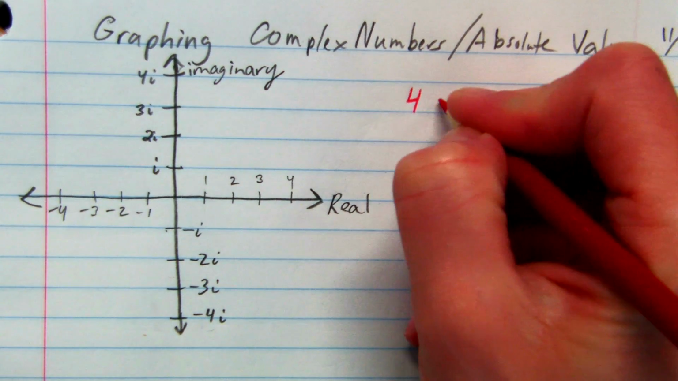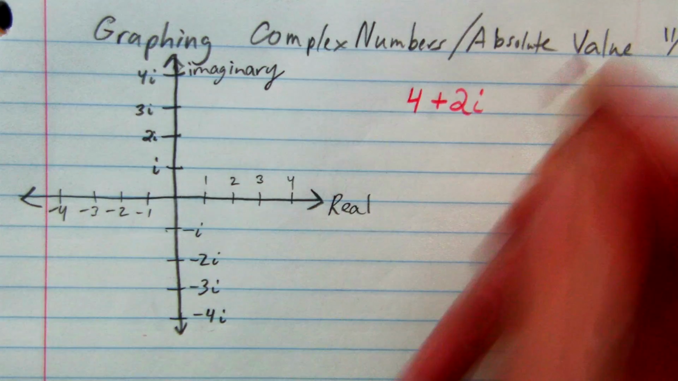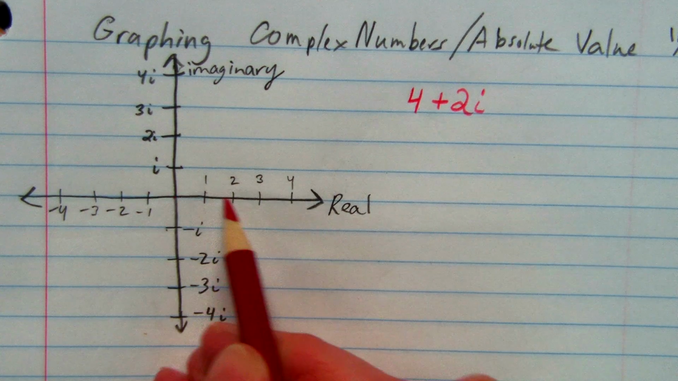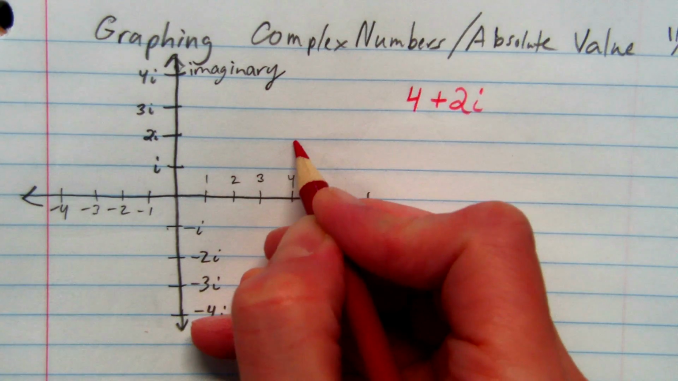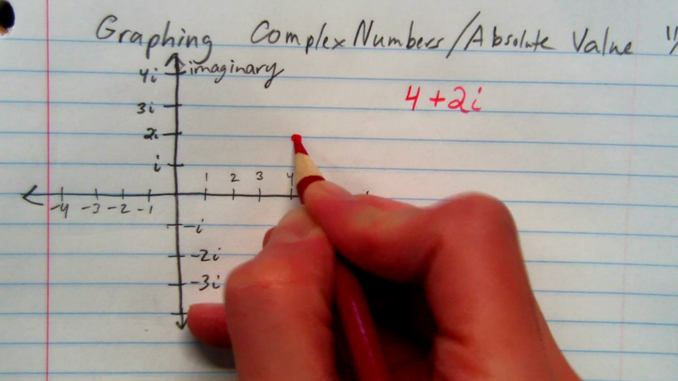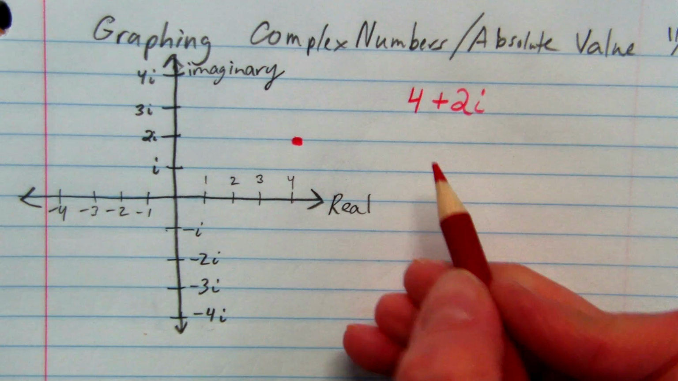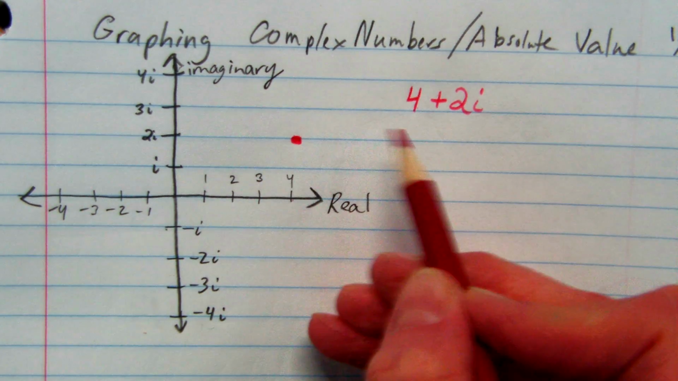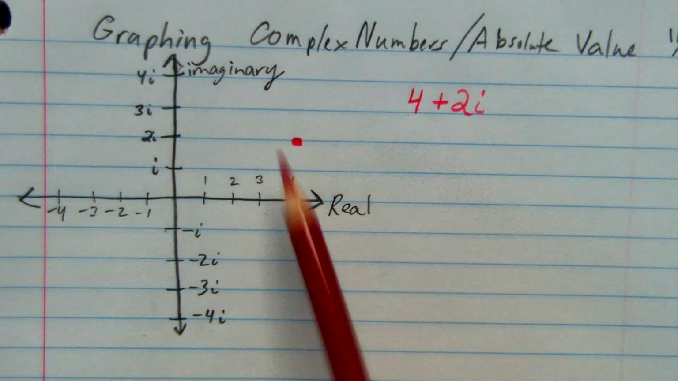So I'll start with 4 plus 2i. So 4 plus 2i, the 4 tells me if I'm starting at the origin to go over to 4 on the real axis and then go up to 2i on the imaginary axis, and that's my point right there. So essentially it's a lot like doing the point (4, 2) with normal graphing. They just have the real and the imaginary part. It's two-dimensional, so that's why we have two axes.